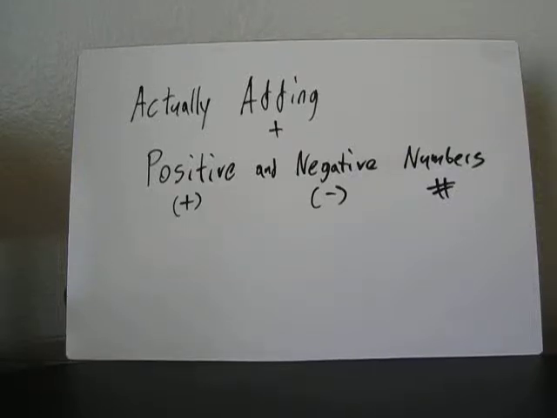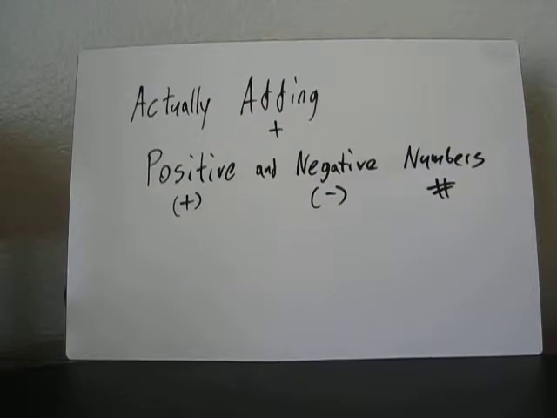Alright, so in the previous video, we added positive numbers with positive numbers and negative numbers with negative numbers. So if we had 3 good guys and 4 good guys, they got together and now there's 7. And if there was 10 bad guys and 1 bad guy, and they got together, then we'd have 11 bad guys.